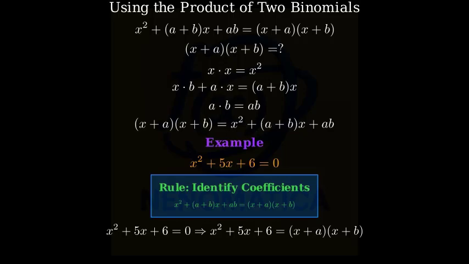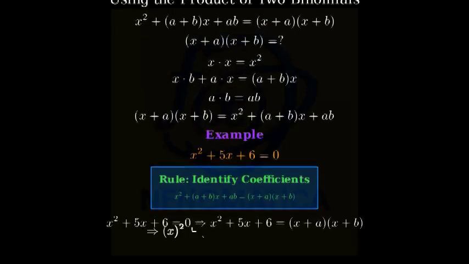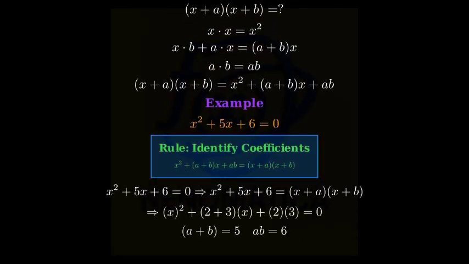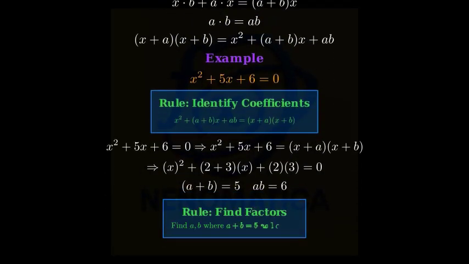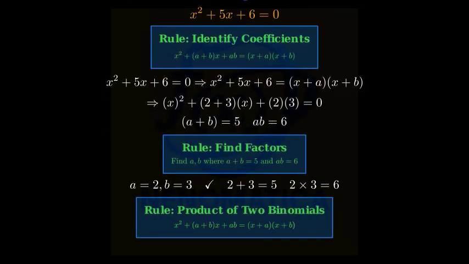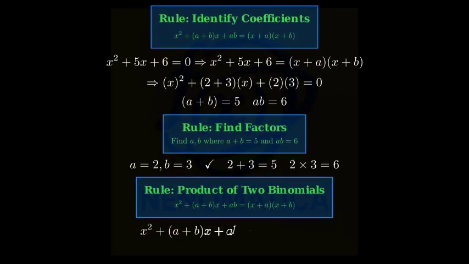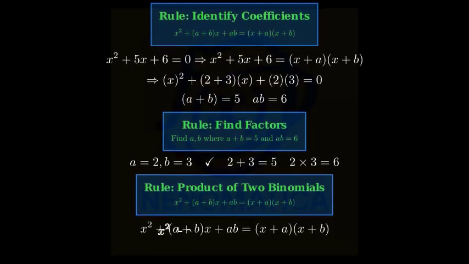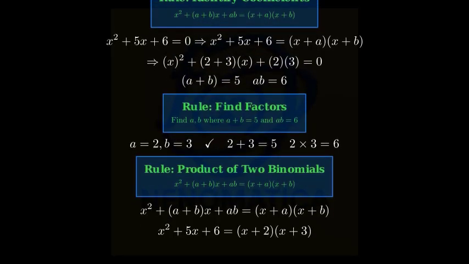Looking at our problem and comparing it to our formula, we can see that a plus b must equal 5 and a times b must equal 6. We need to find two numbers whose sum is 5 and whose product is 6. Now that we've found a equals 2 and b equals 3, we can write our quadratic expression in factored form. Using our formula, we get x squared plus 5x plus 6 equals (x plus 2) times (x plus 3).